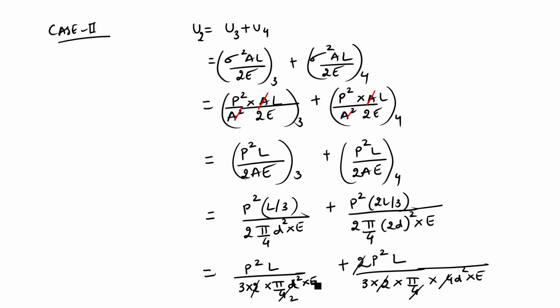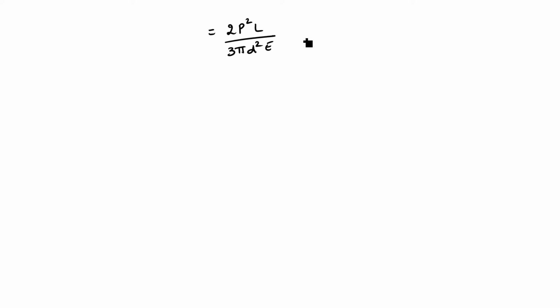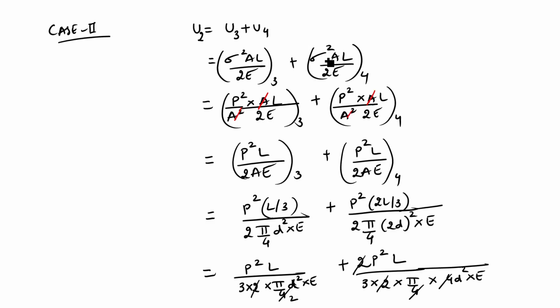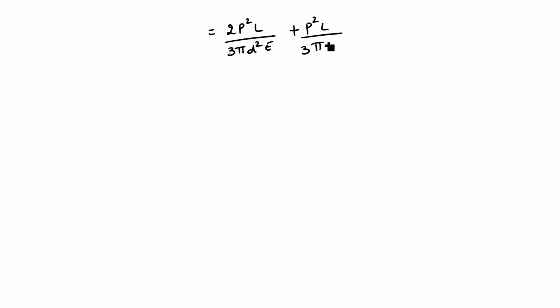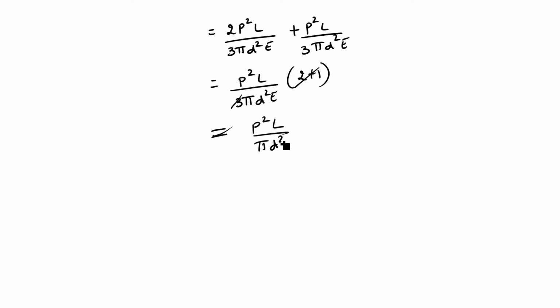We can see here, plus here I'll have only P square L. So plus P square L upon 3 pi d square E. Now I have P square L upon 3 pi d square E common. This is 2 plus 1, which becomes 3. So this 3 and 3 will get cancelled out. So what remains is P square L upon pi d square E. This is my second strain energy.